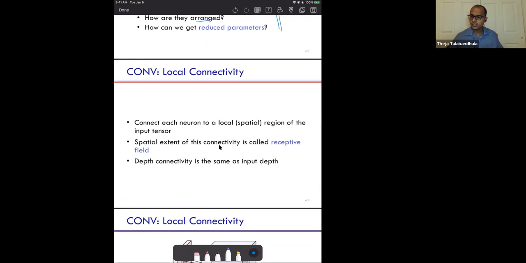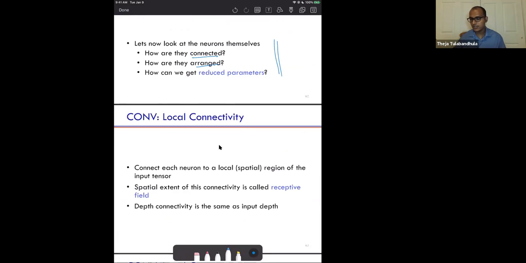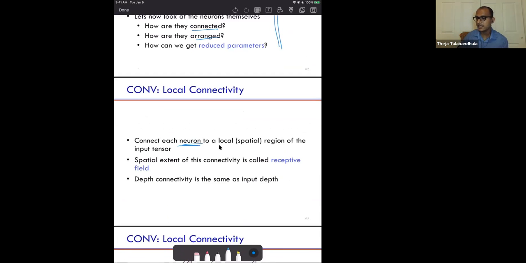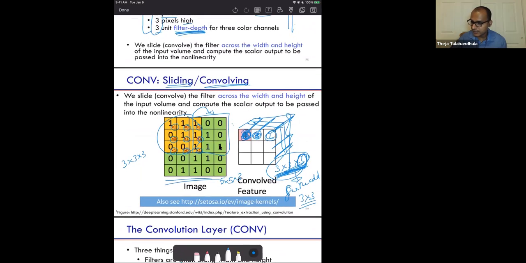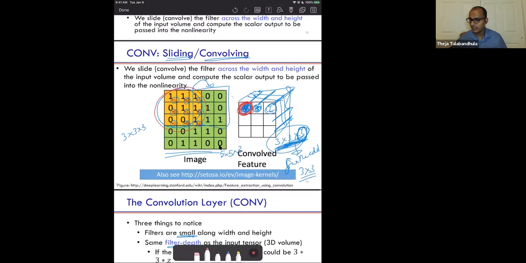So let's talk about these questions. How are they connected and arranged? Each neuron is essentially looking at a local spatial region of the input tensor. Although we were talking about the sliding operation, at the end of the day, let's go here. If you think of this as a neuron, to compute this one, I only needed this much of the input. If you think of that whole green box as a huge image, this neuron is only looking at a small part of the image. This neuron's computation only depends on a small part of the input tensor.